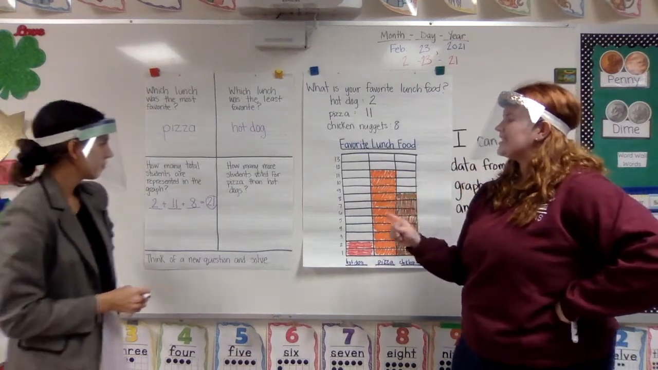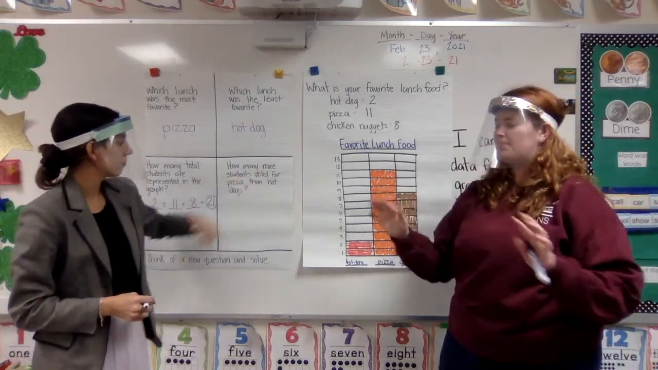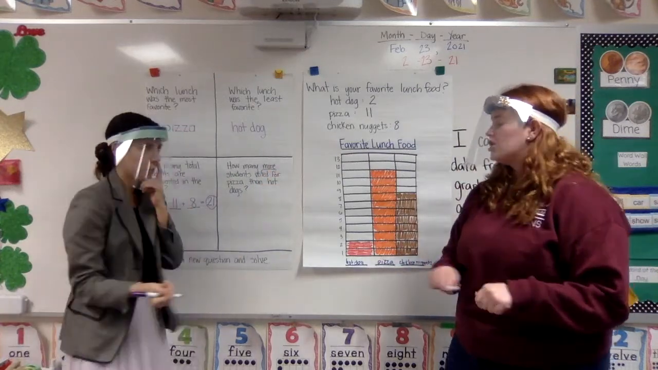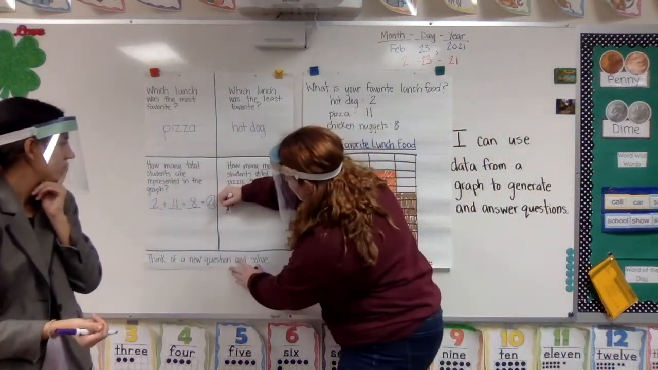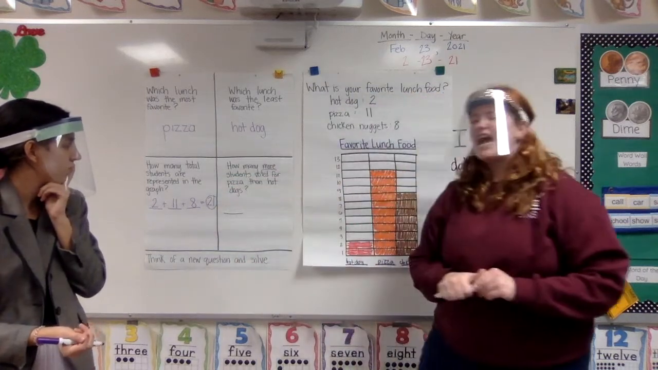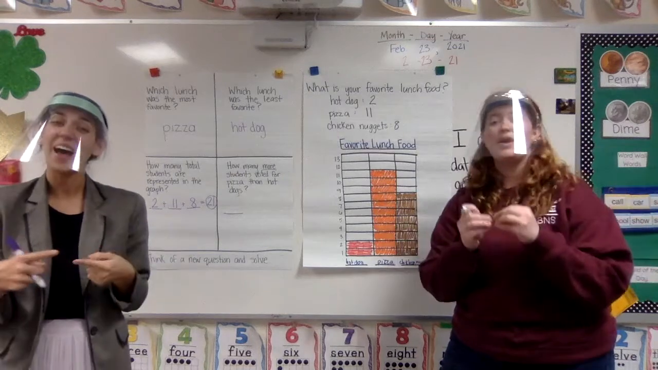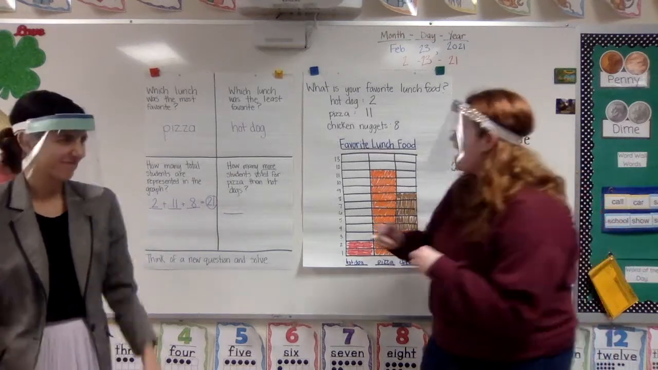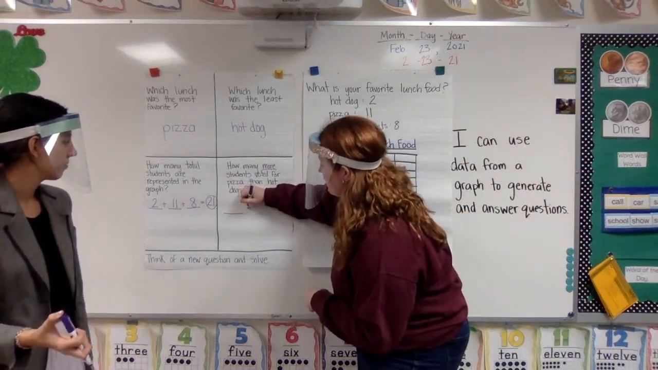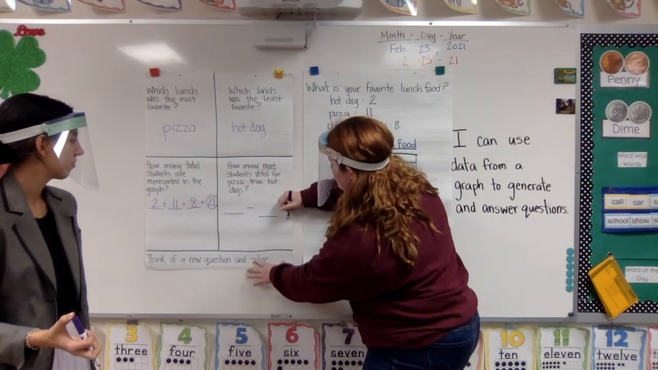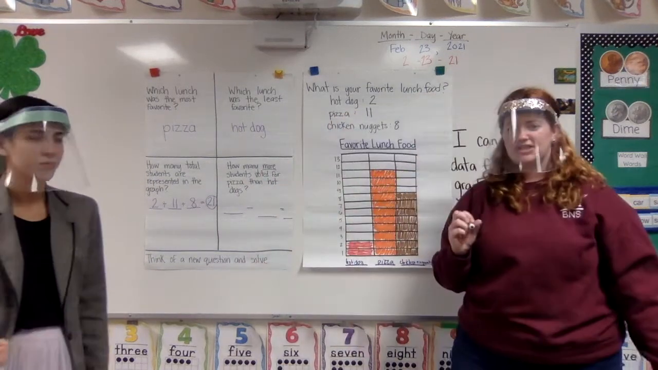Well, my sentence says, how many more voted for pizza? That means pizza is going to be the bigger number. So I'm going to have a blank for my pizza. And if I want to know the difference, I'm going to subtract. I don't want to add them together. I'm going to subtract. So how many more voted for pizza than hot dogs? And then I'm going to find my answer.